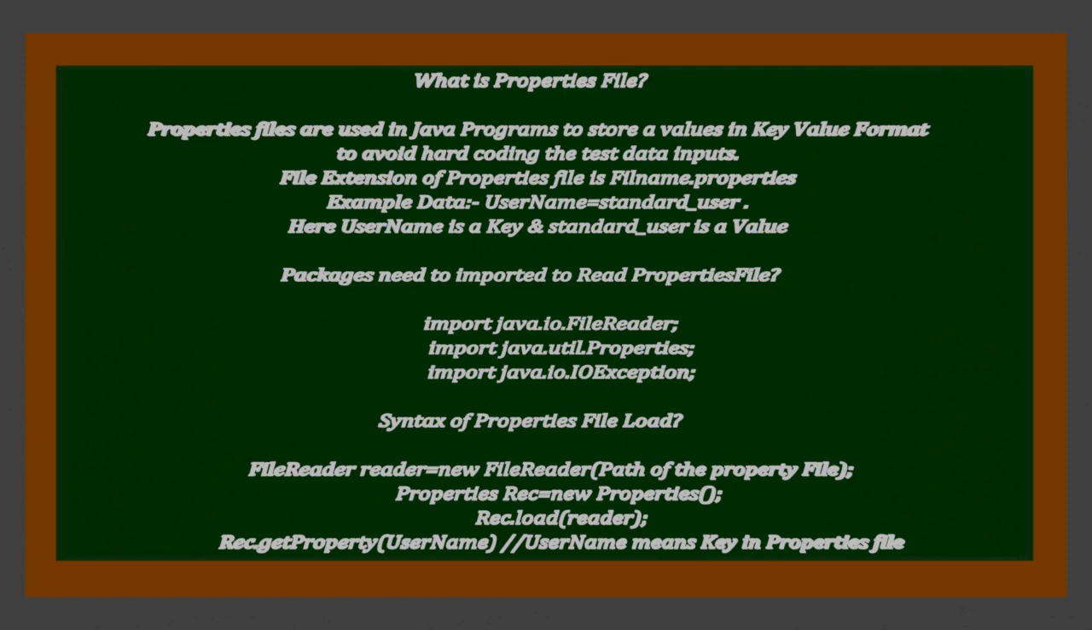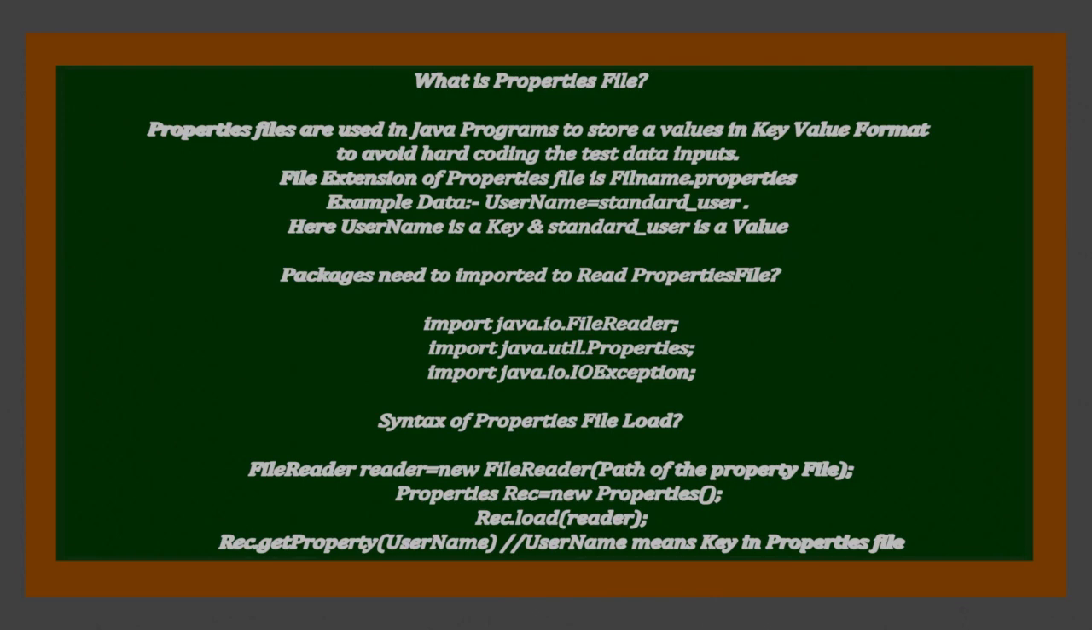For reading a file, java.io FileReader is the class. It will be available in the default Java library, so you don't need to create a separate dependency in order to read a property file. So we need FileReader, Properties, and IOException. By default when you're working with Selenium, it will ask you what you should import.